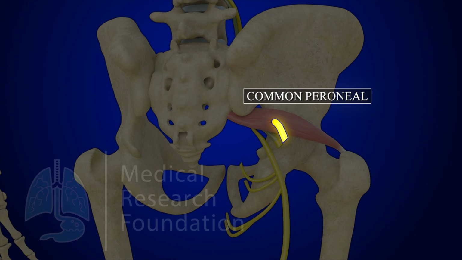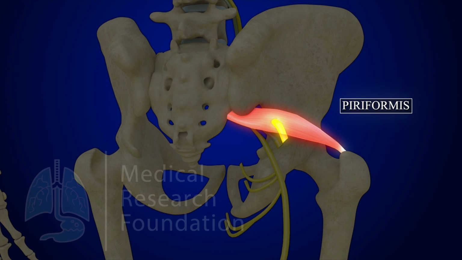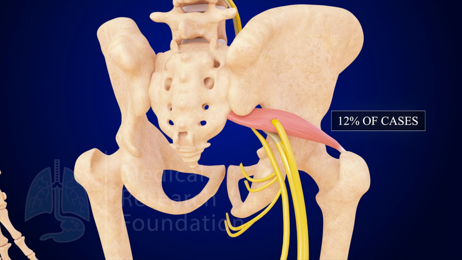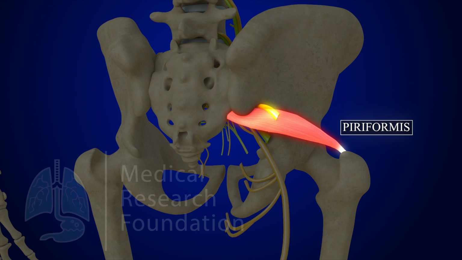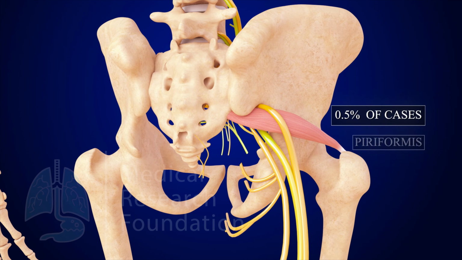The common peroneal nerve passes through the piriformis, and the tibial nerve passes below the piriformis. This occurs approximately in 12% of cases. The common peroneal nerve passes above the piriformis, and the tibial nerve passes below the piriformis. This occurs approximately in 0.5% of cases.